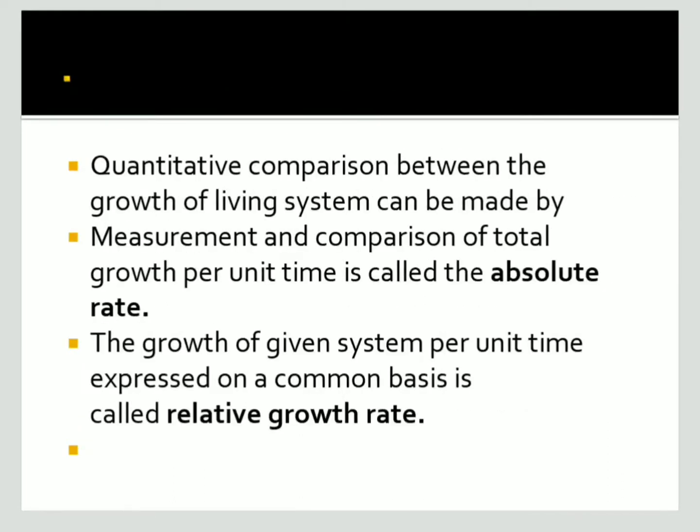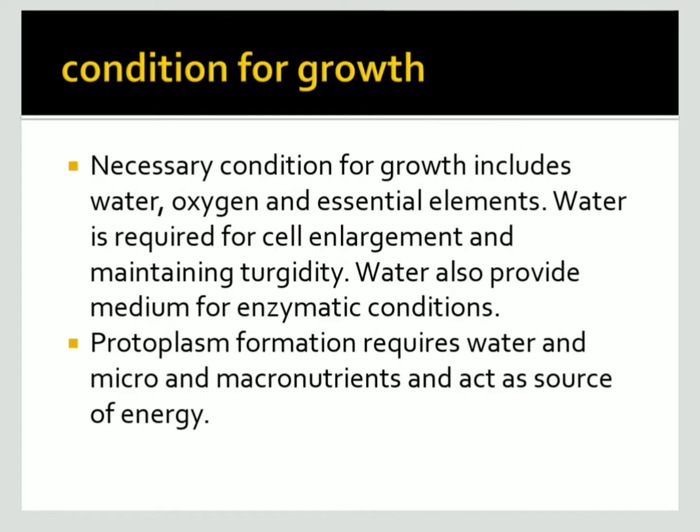Next, a quantitative comparison between the growth of living systems can be made by measurement and comparison of total growth per unit time. This is the absolute growth rate. Whereas the growth of a given system per unit time expressed on a common basis is the relative growth rate. So there are two types of growth rates, absolute and relative growth rates. We can observe them here.